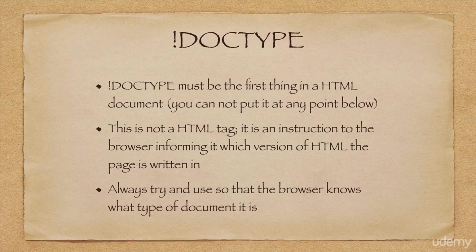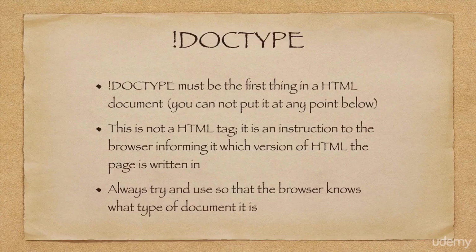So the doc type must be the first thing in a HTML document. You can't put it at any point below there. It can't be the second or third thing. It has to be the first thing in the HTML document. And doc type is not a HTML tag. What it is, is an instruction to the browser informing it which version of HTML the page is written in.